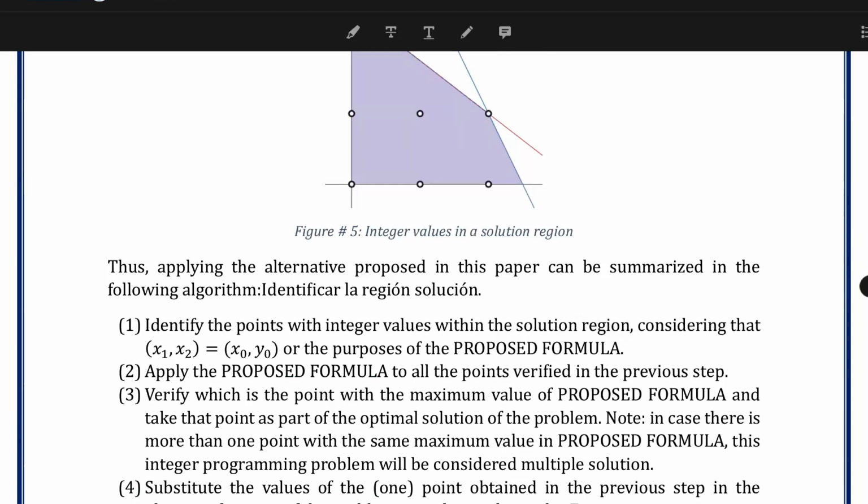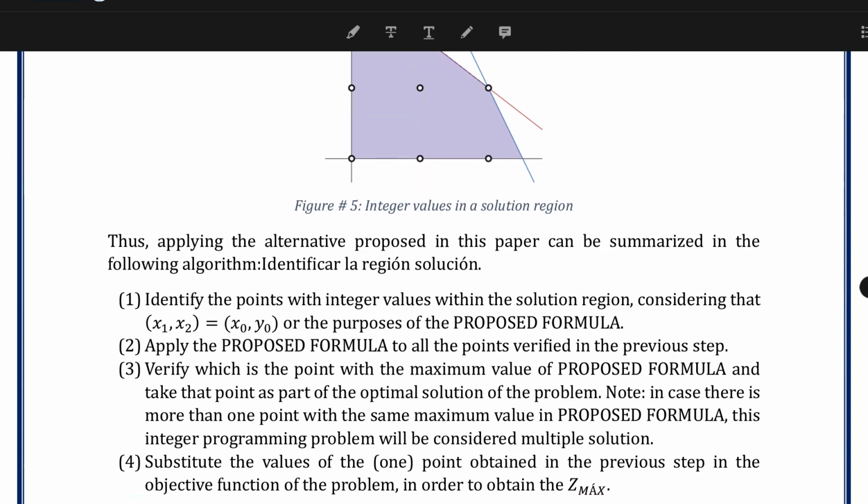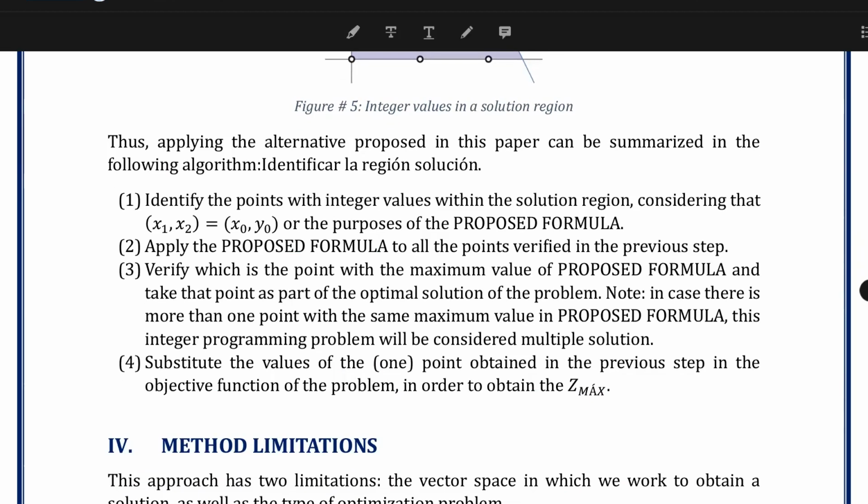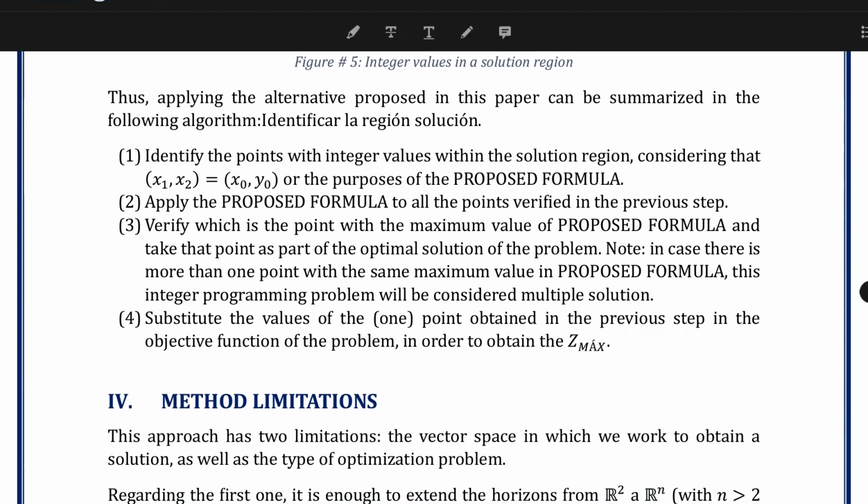First, identify the points. Now we have to know that for the effects of the proportional formula, they have to be integer. Then, in the second place, we have to apply the proposed formula. Then, in the third place, we have to verify which is the point or what are the points with the maximum value of d in the proposed formula. Remember that this is the normal distance. Now, in the last step, we have to substitute the values of the one or all the points obtained in the previous step into the objective function of the problem in order to obtain the maximum Z.